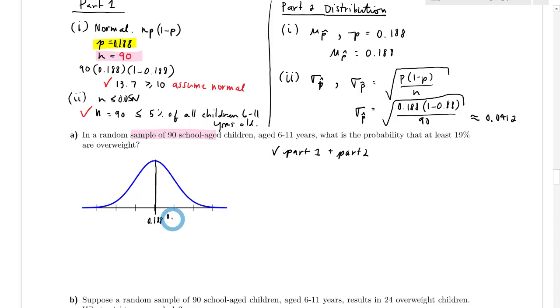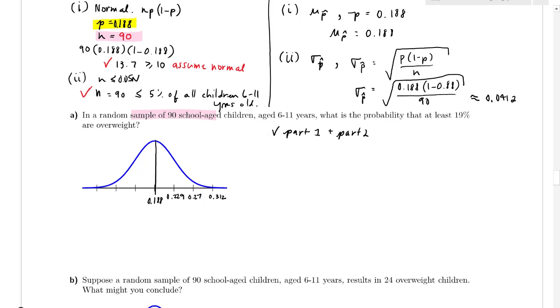So 0.229, 0.27, and then 0.312. And then 0.147, 0.106, and then 0.064. These are also percentages, right? We could move the decimal over twice.